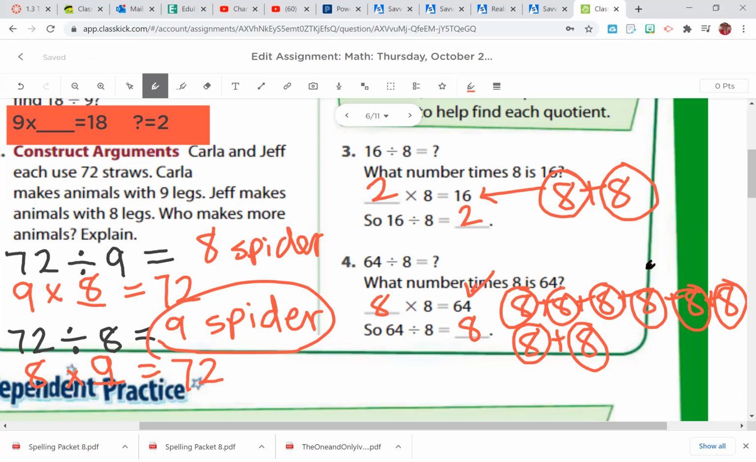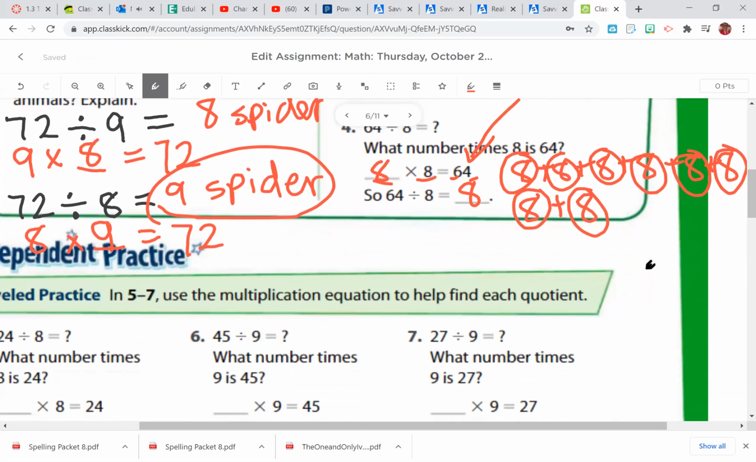Remember our trick for remembering 8 times 8. I ate and I ate and I got sick on the floor. 8 times 8 is 64.